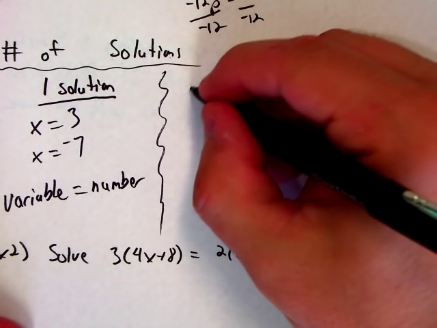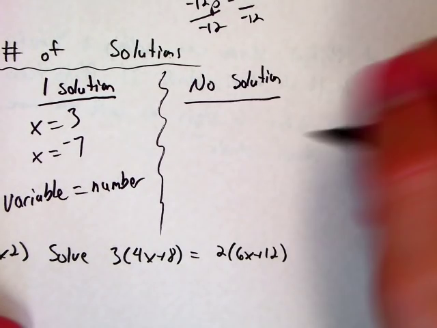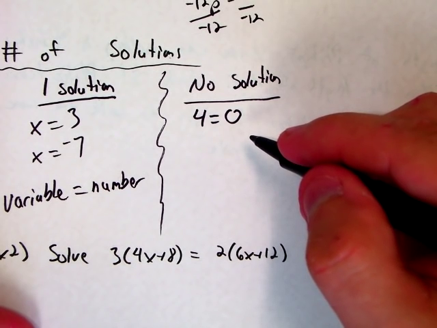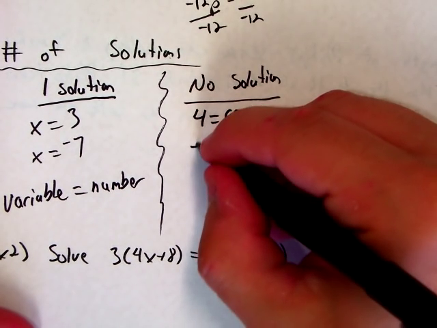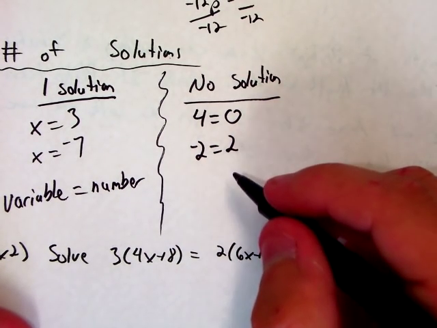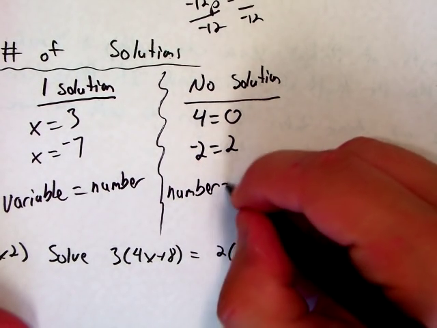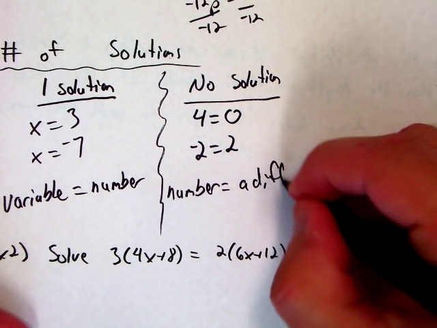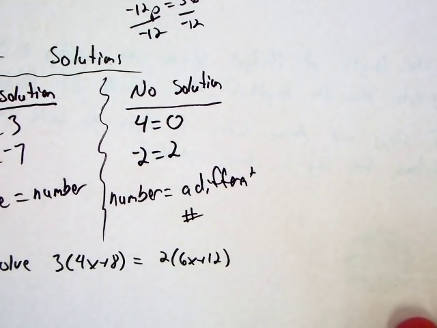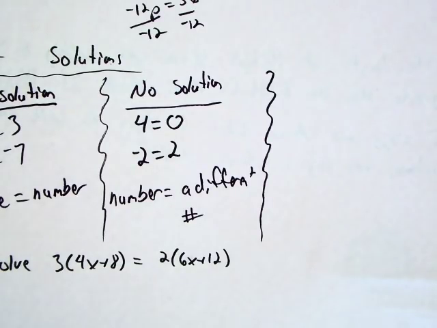But we can also have no solution. In that case, it could be something along the lines of 4 equals 0. 4 doesn't equal 0. At the end, we could also have negative 2 equals positive 2. Those two aren't the same. So when we would have no solution, we would have a number equaling a different number. Because if two different numbers are set equal to each other, you can't have that. That's impossible.